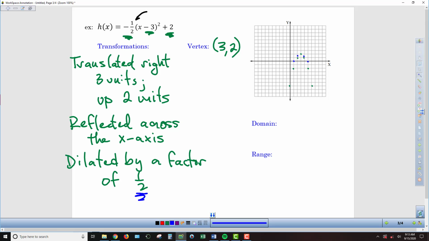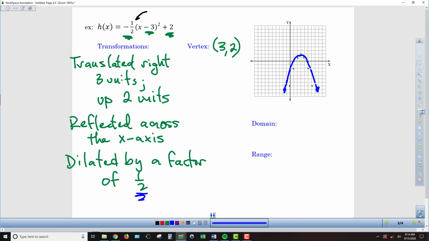Left and right 3, I'm not going to go down 9 from my vertex. I'm going to go left and right 3 and only down 4.5. Again, half as much. So I'm going to count 2, 4.5. That puts me right about here and here. So we can see compared to our regular graph, we have a little bit wider parabola as a result of that 1/2. Or the way to think of it is it's not going down as fast as it otherwise would because of the presence of that 1/2.